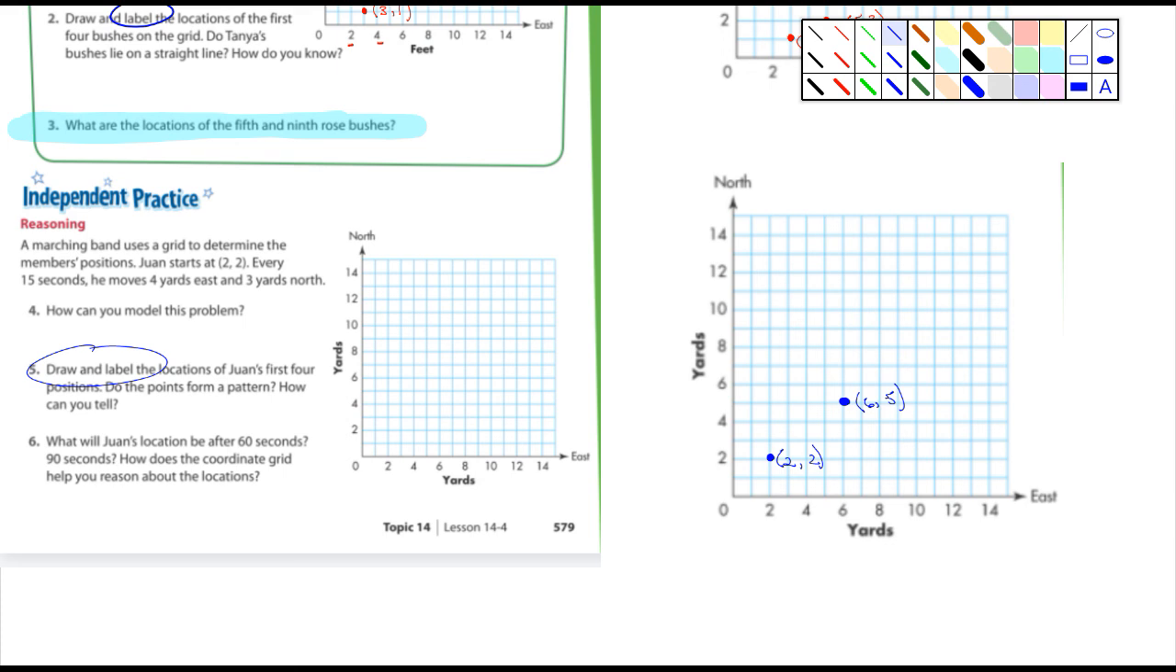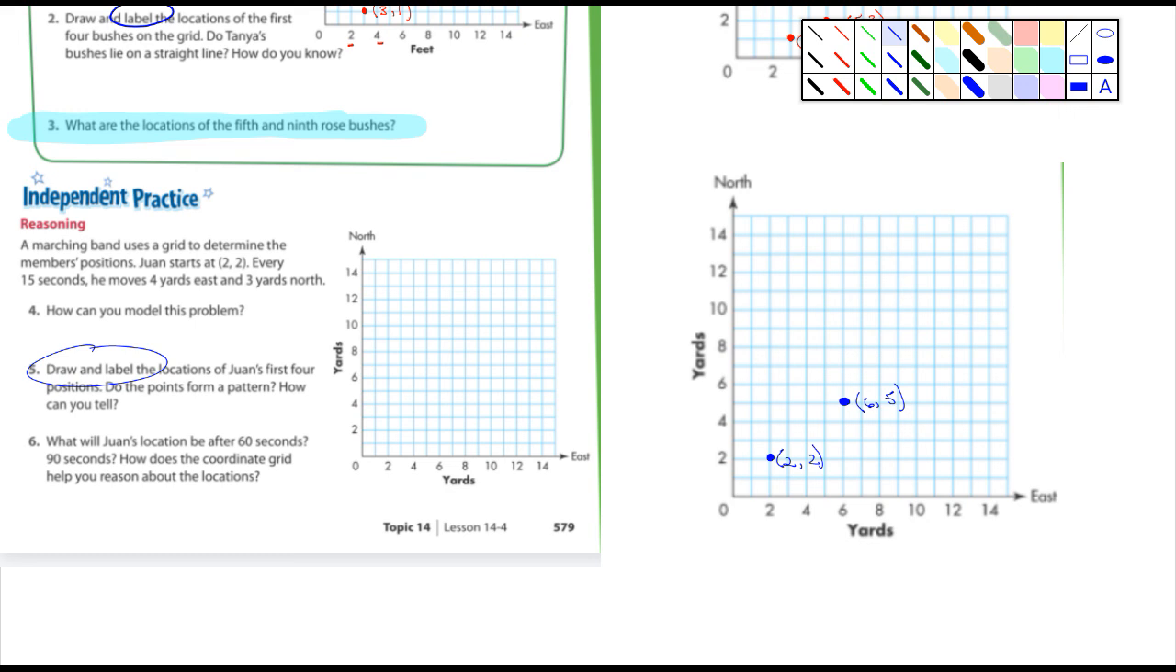So you label the rest of those, I would imagine. How can you model this problem? You can explain that or answer that question. Draw and label the points, form a pattern. You can answer those. I'm looking at number 5 now. How can you tell? What will Juan's location be after 60 seconds?